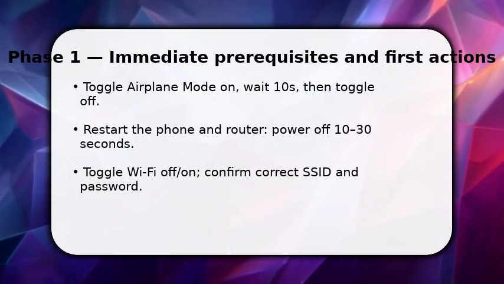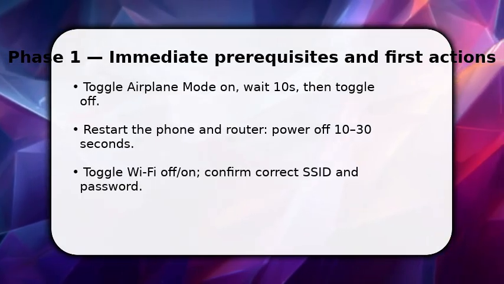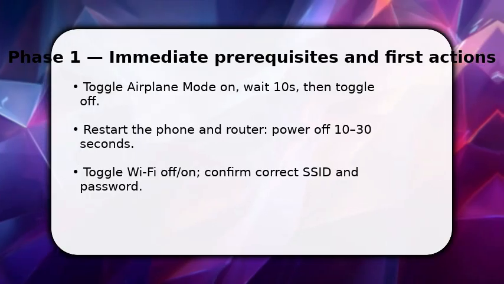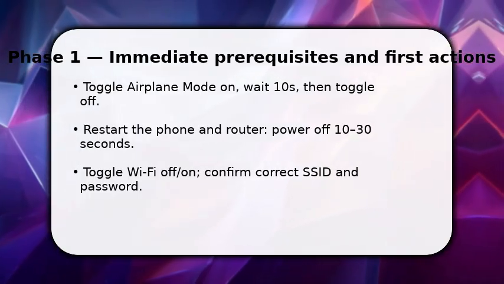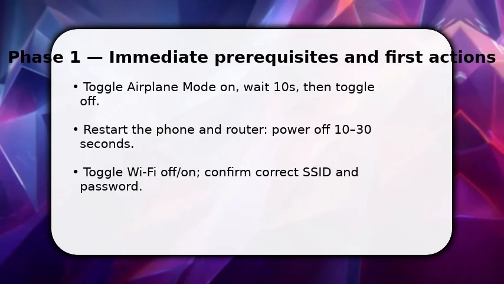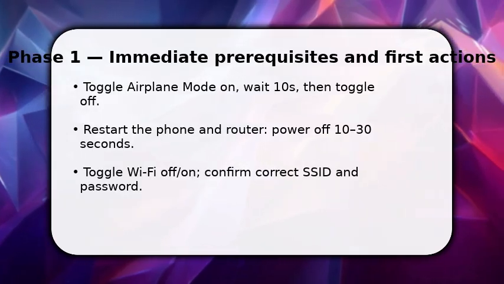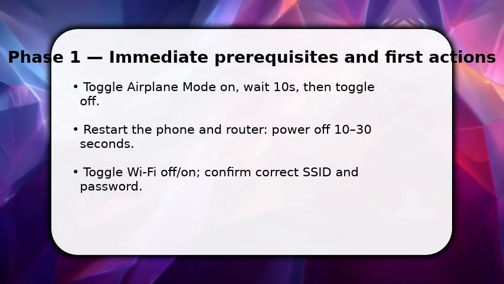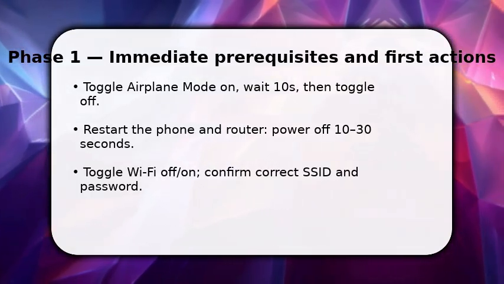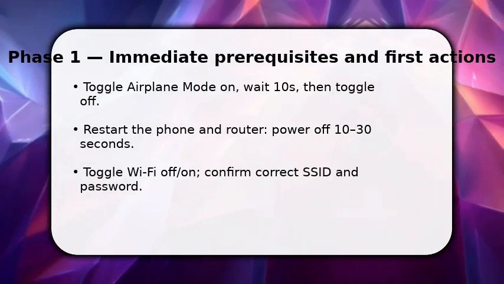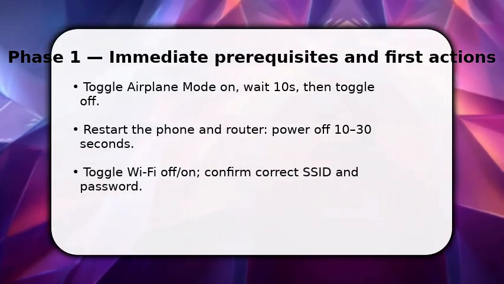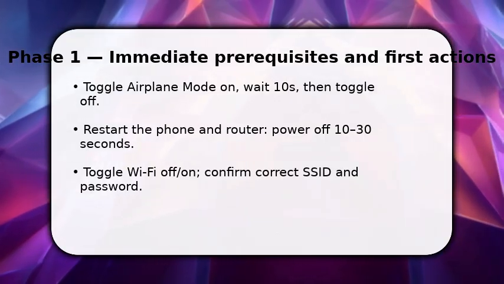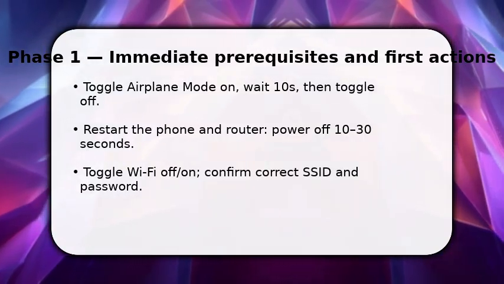You begin by doing the fastest fixes first because they resolve most issues. Toggle airplane mode for 10 seconds, then turn it off. This clears radio states. Next, restart your phone and power cycle the router, waiting 10 to 30 seconds to clear caches. Once done, turn Wi-Fi off and on and make sure you select the correct SSID and enter the right password. If prompted, accept the network certificate. These steps remove transient glitches, so you can move to deeper fixes.